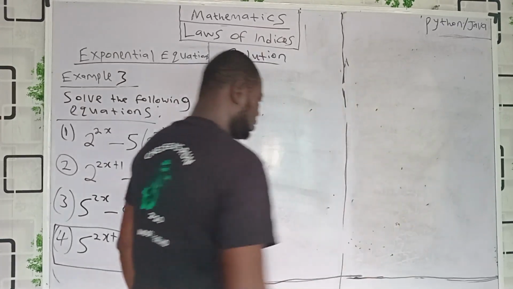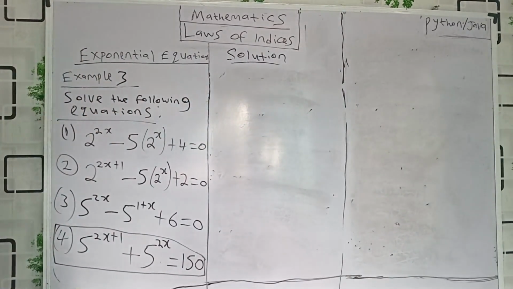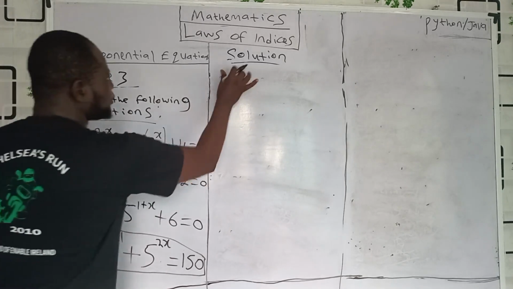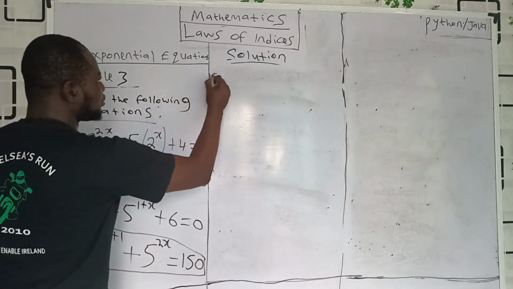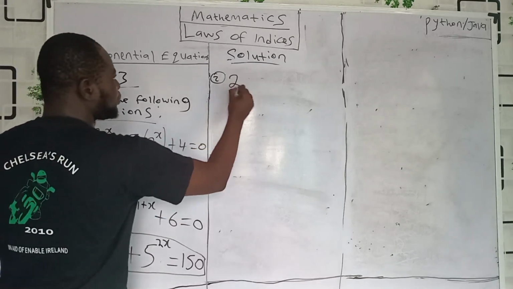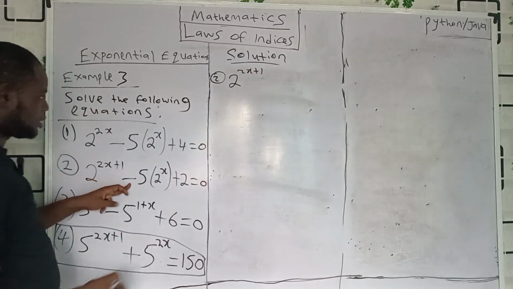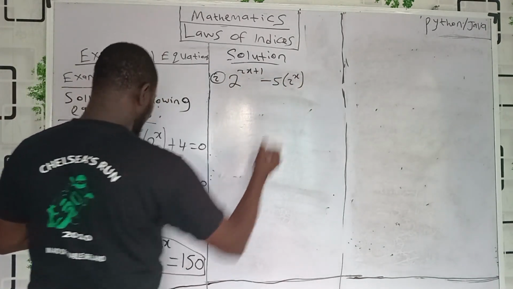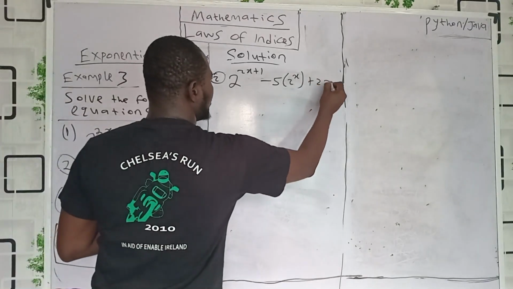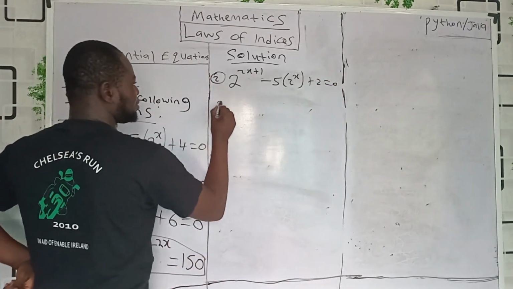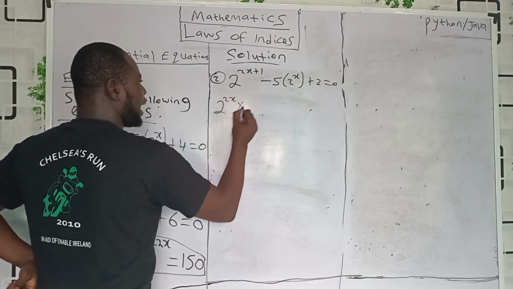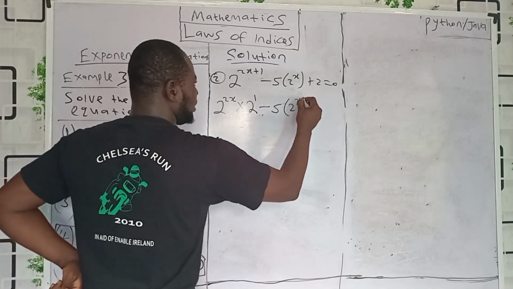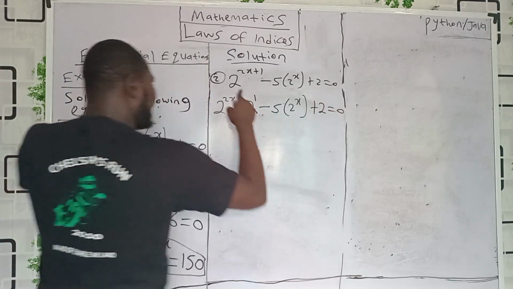So now this second one, since we are going to implement the similar rules, we are going to speed up a little bit. So number 2, we have 2 raised to power 2x plus 1 minus 5 into 2 raised to power of x plus 2 equals 0. I can express this as 2 raised to power 2x multiplied by 2 raised to power 1. Very beautiful. Do we all know why? From the laws of indices.